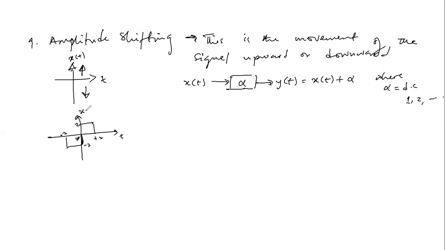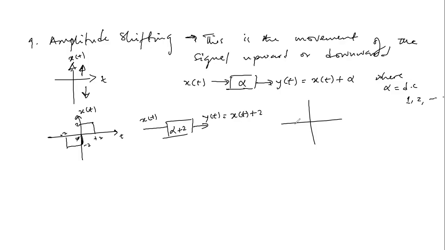Time scale S of t. So if, for instance, we have alpha to be positive, let's say +2. This is S of t, then y of t will be the same as S of t plus 2. In other words, we're going to add 2 to the amplitude.